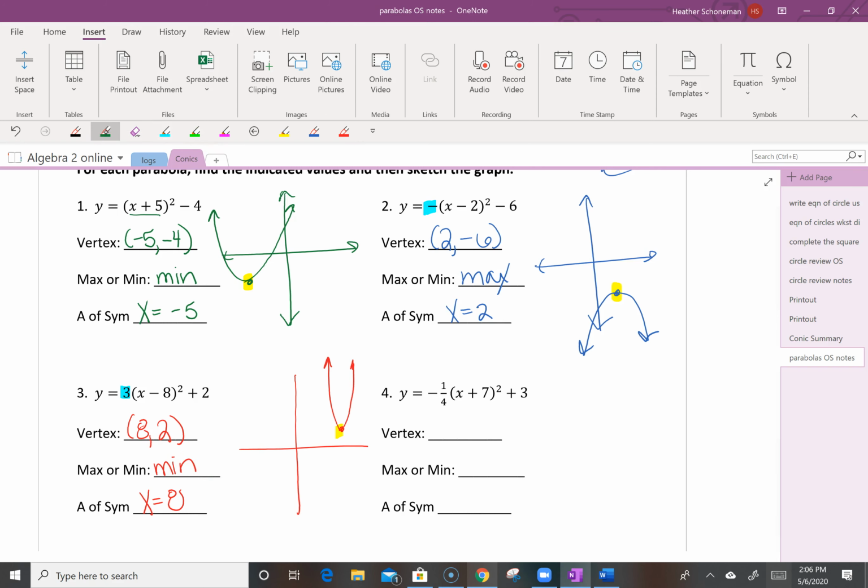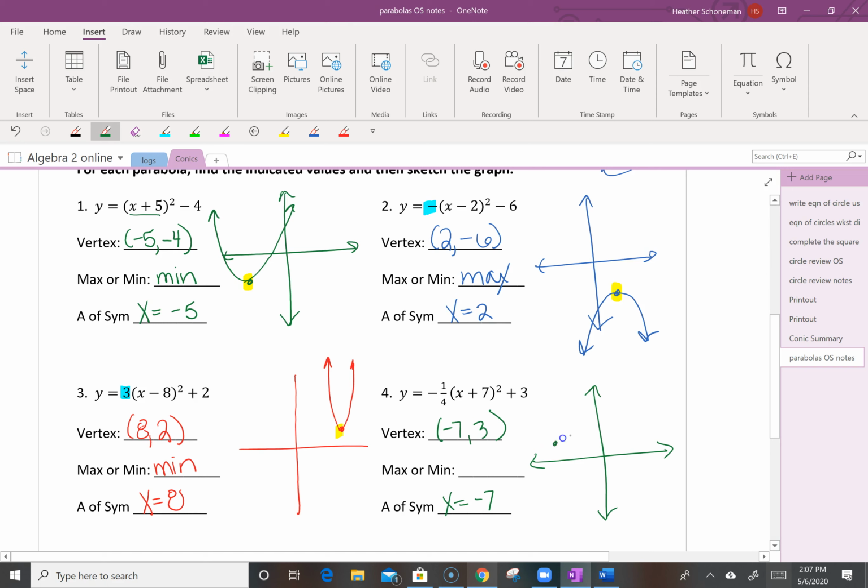Last but not least, the next one, the vertex is going to be (-7, 3). The axis of symmetry is x equals -7. When I go to graph it, the 1/4 does not change the vertex, but the 1/4 says it's going to grow slower, so it's not going to move up as fast, which means it's going to be fatter.